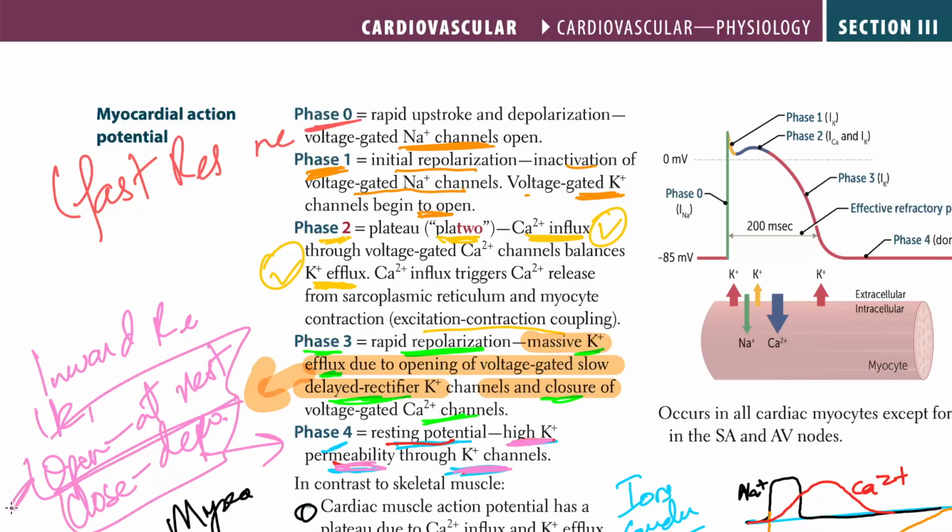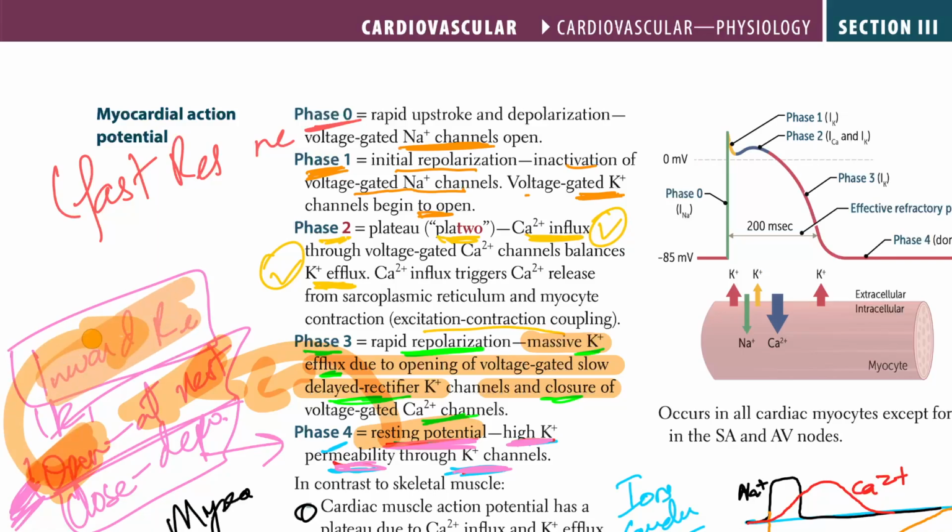So at rest, they're open. These inward rectifier potassium channels are open at resting potential. When they're open, potassium can easily pass, there's easy, high permeability of potassium through the potassium channels. And which channel are they talking about? The inward rectifier channel, IK1.